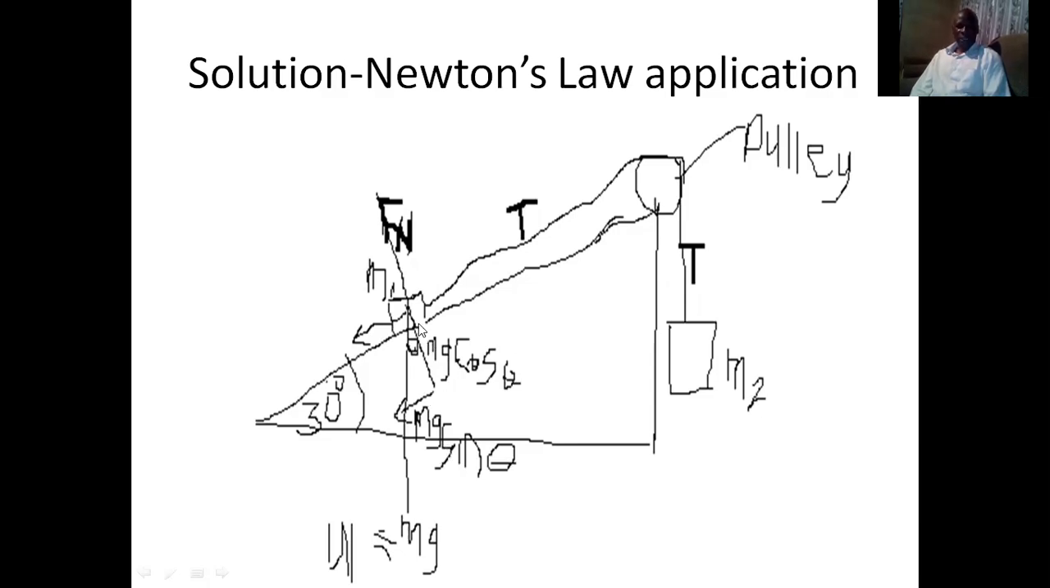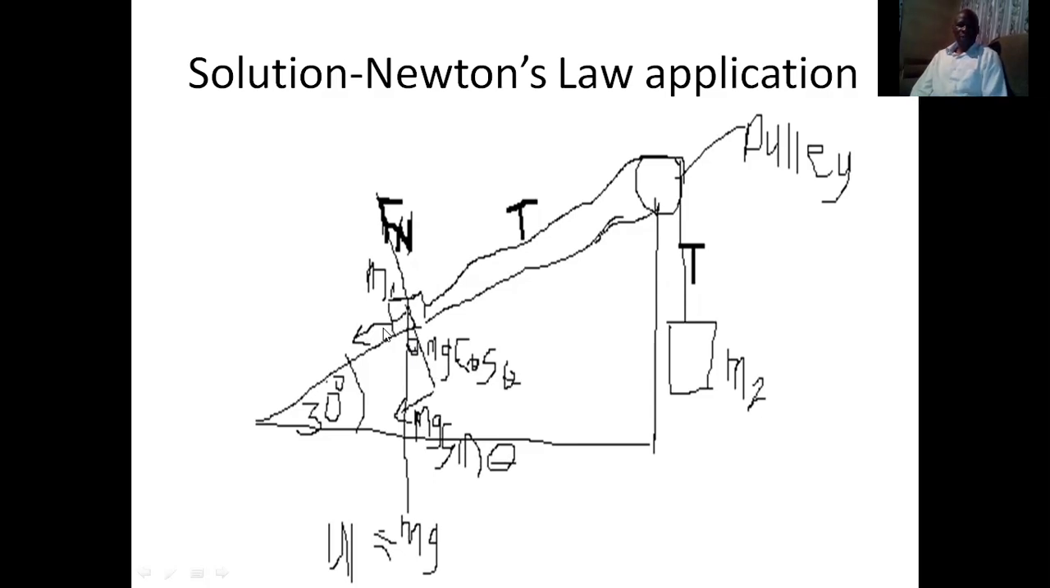You will say, oh, this is the hypotenuse. And then this other part, which is opposite to this angle, is this part here. So we can use sine here. So this is mg sin theta. You notice that this is parallel to that. So this similarly is also mg sin theta.